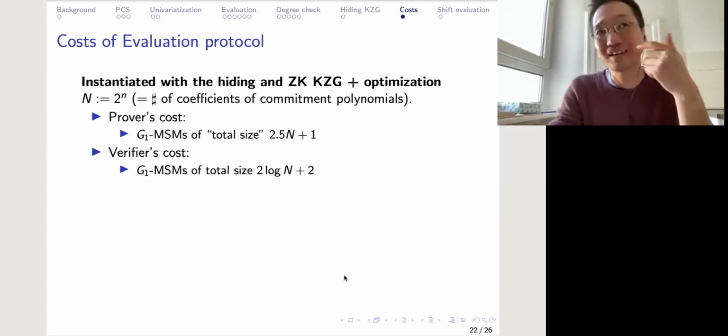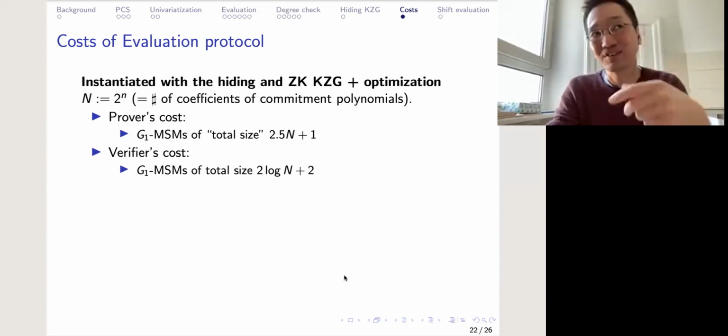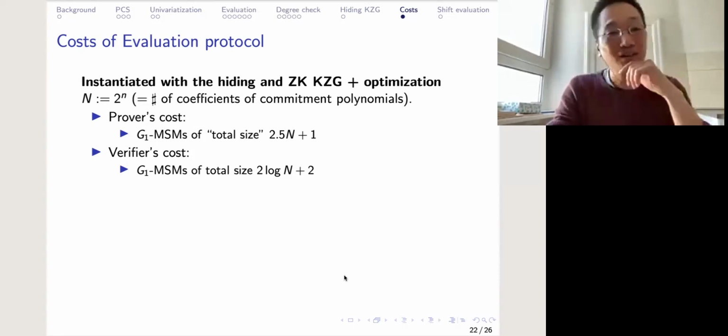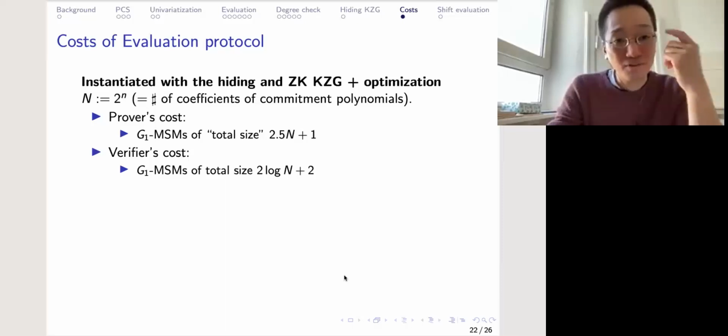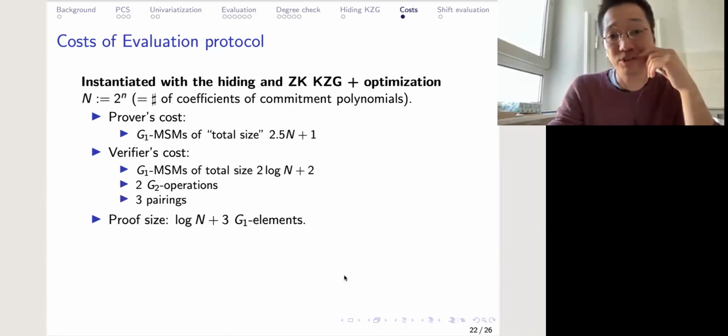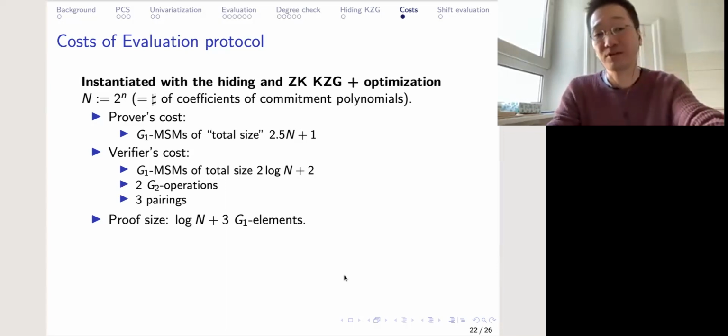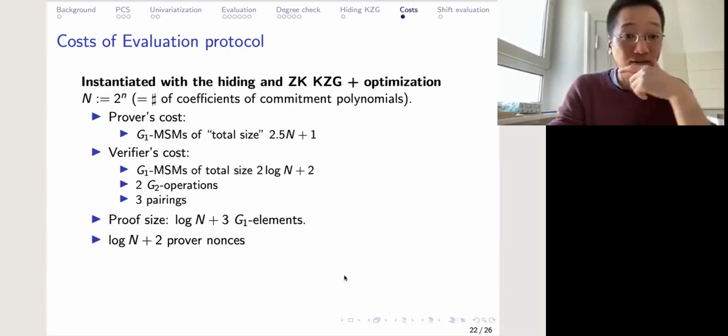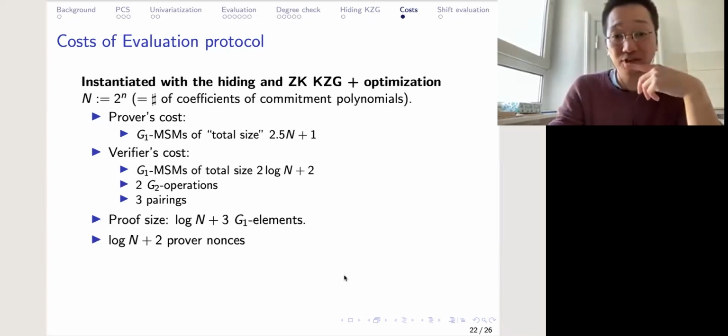Commitment for the KZG evaluation proof. Those account for this 2.5n of the prover cost. And verifier cost is just 2 log n plus 2 G1 and 2 G2 operations, 3 pairings. And proof size is log n plus 3 G1 elements. These are mostly commitments to ri's, and log n plus 2 proof nonces.